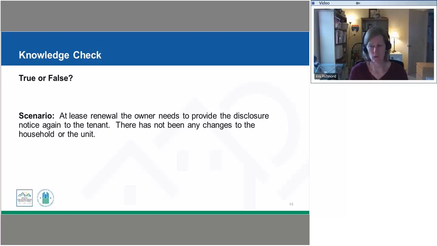All right, looks like the poll has ended. Let's see what people chose. All right, well, the majority of you got this correct. The correct answer is false. So if nothing has changed to the unit or the common areas, then you do not need a new disclosure notice. So this, again, is at lease renewal. When somebody first moves in and they originally signed their lease, they are going to get the disclosure notice either before they sign the lease or when they're signing the lease. But at renewal, if nothing has changed, they do not need another disclosure notice.